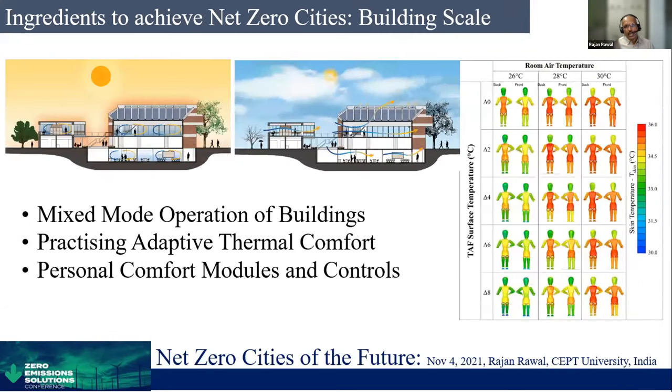While we do that, we are also working with quite a few organizations to understand how to operate buildings in a mixed mode operation, where sometimes you operate a building in an air-conditioned mode, but wherever the outside is favorable, you operate it in a naturally ventilated mode. And then also the use of personal thermal comfort systems, thermal personal control systems, so that you don't need to cool the entire building. You just cool the place around you, wherever you're working, and don't waste energy by cooling the entire building. Those are the ingredients of buildings where we try to achieve net zero.